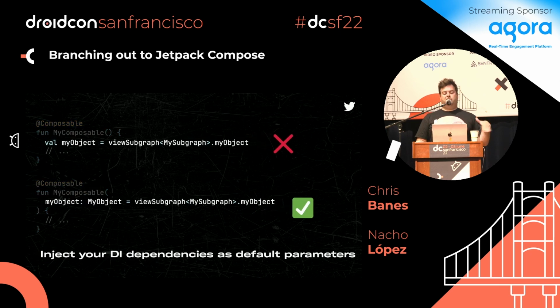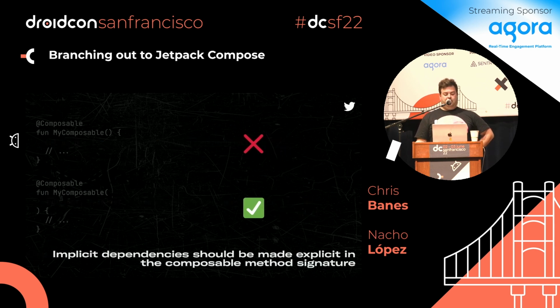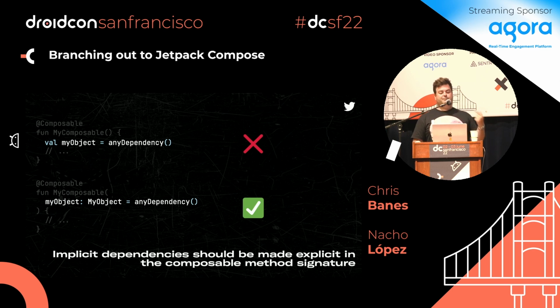And we actually enforce the same type of behavior for other dependencies in our infra, like dependencies acquired from the site, for example. But we can extract from that a more general rule, which is that any implicit dependency that the composable has should be made explicit in its method signature.